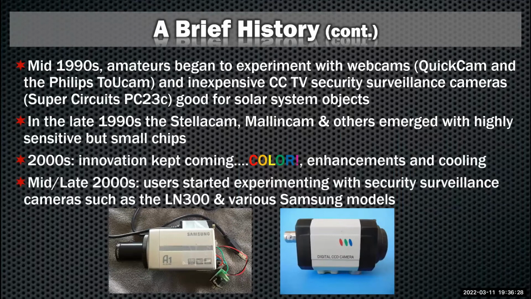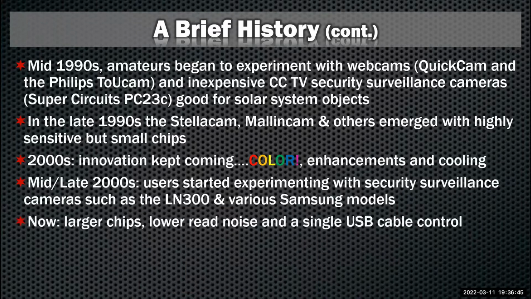By the mid to late 2000s, a lot of amateurs began experimenting again with much more sensitive security surveillance cameras. Very, very popular ones were the LN300 and some of these Samsung models. But we're now at a point that we've got larger chips, much better read noise, and we're able to control those cameras through USB.